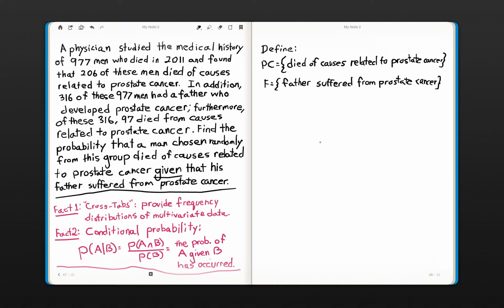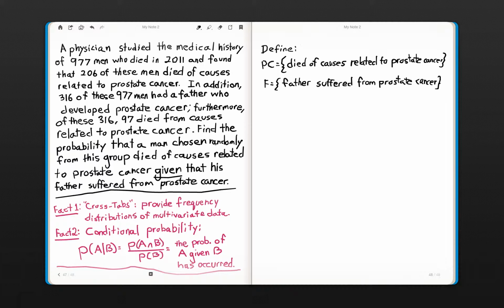Before we actually begin solving the problem, in problems like this where we need to define events, we'll define PC as the event died of causes related to prostate cancer, and we'll define the event F as father suffered from prostate cancer. In the context of the problem, these events should be clear.